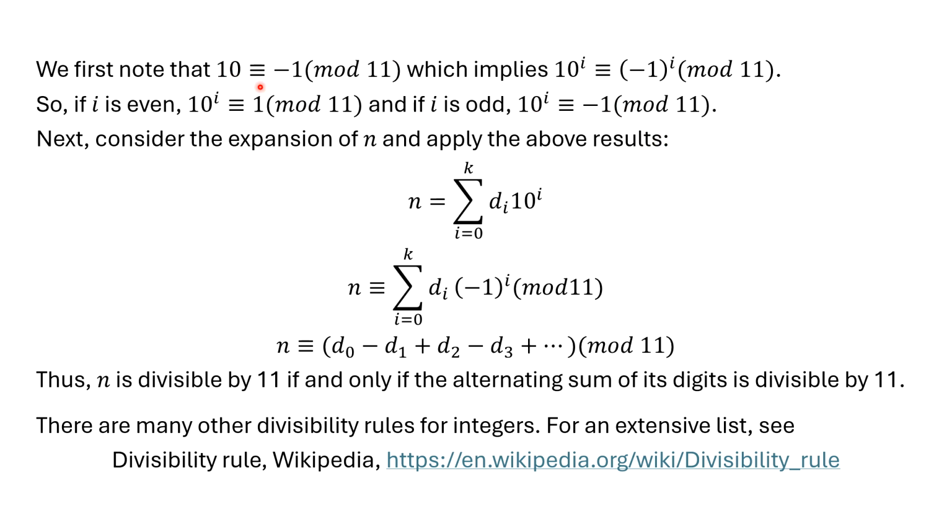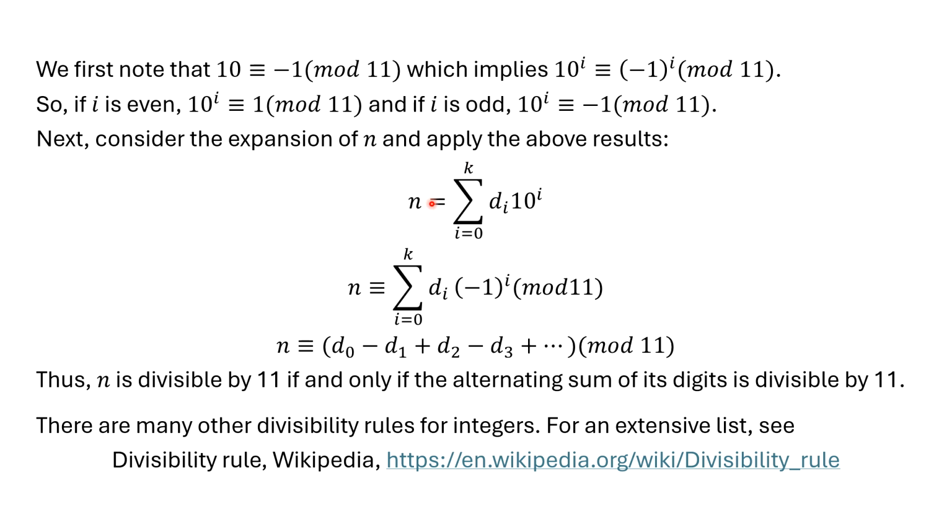If we raise both sides to the power i, then we have 10 to the i is congruent to minus 1 to the power i mod 11. And so if i is even, 10 to the i is congruent to 1 mod 11, and if i is odd, 10 to the i is congruent to minus 1 mod 11. And then next we consider the expansion of n in terms of its digits.